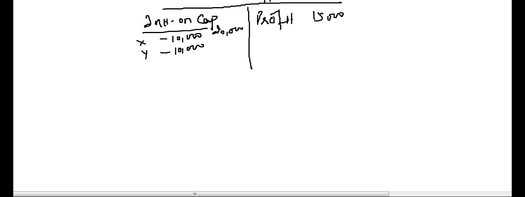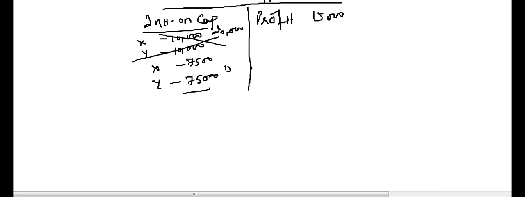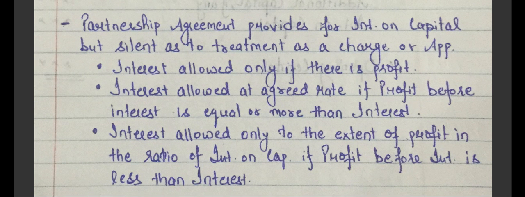Now what will we do? We will divide this 15,000 in the ratio of interest on capital to be paid, in the ratio of 1:1. So the interest on capital will be X 7,500 and Y 7,500, total 15,000. Clear? If the profit is less than the interest on capital, then that profit will be divided in the ratio of interest on capital. Let's see the notes.